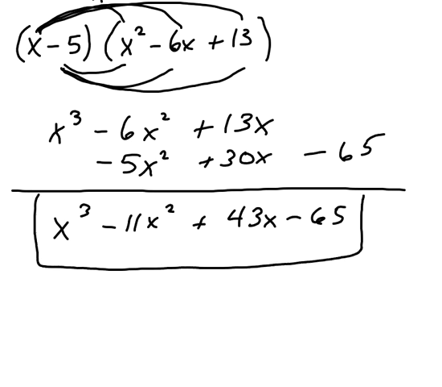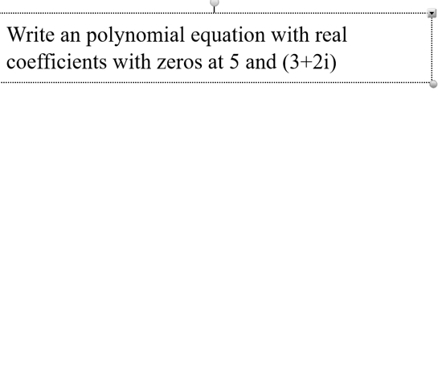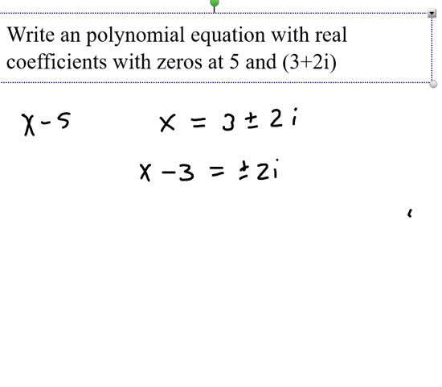Okay. I'm going to try the same problem with a different strategy. So I still have x minus 5, but I'm going to put that to the side for a moment. This strategy kind of works like completing the square, but it's backwards. So it's almost like disassembling the square. I'm going to start by moving the 3 over to the other side. I get x minus 3 on the left and plus or minus 2i on the right. Then I square both sides instead of square rooting both sides.